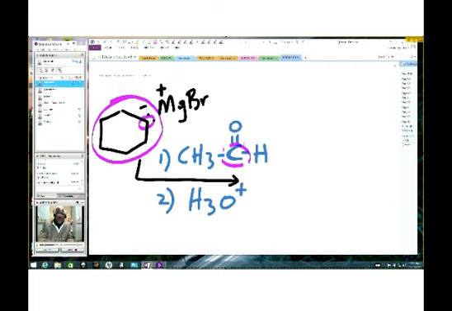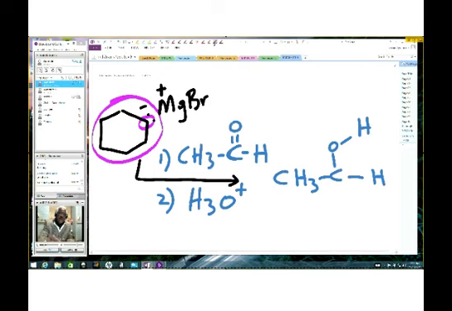Okay, so the product therefore will be, okay, this hydrogen was there before. Let me use a green arrow to show the hydrogen coming from the hydronium ion. And of course, the alkyl group coming from the Grignard, that is this here. Okay, and you guys already told me this is a secondary alcohol.